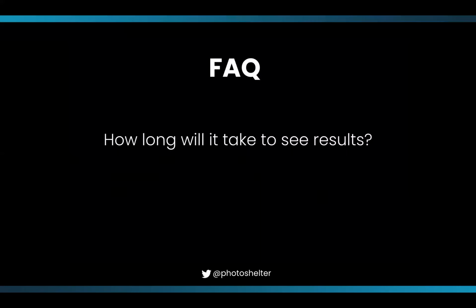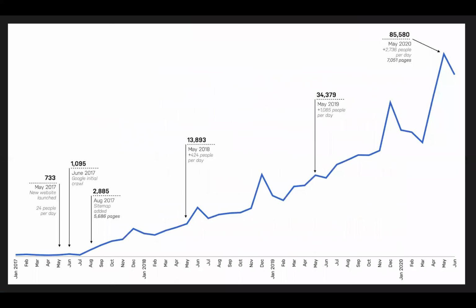How long will it take to see results? So if we look at this graph here, I don't remember what this website was, but it shows how traffic builds. So in 2017, this person had 733 people on their site. It was a new site through that month. So 24 people per day. And then in June, it went up to 1,095. Google initially did that crawl, and the increase from 733 to 1,095 was a crawl that Google found without the index of the site.